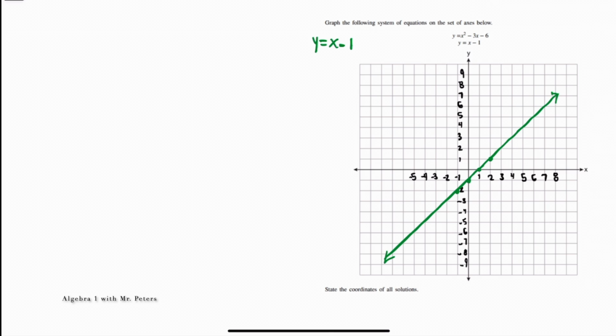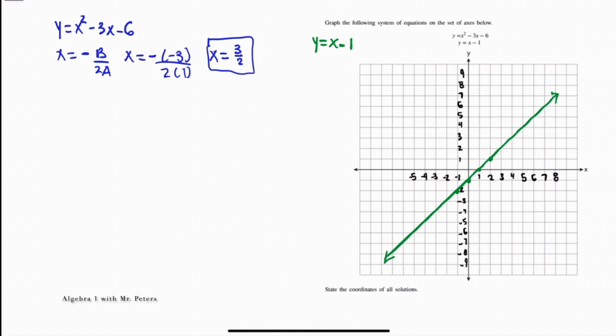Now that we've graphed the linear function, we could focus on the quadratic function. And typically with the quadratic function, family, the first point we're going to want to plot will be the vertex. So to find the vertex is a two-part process. We're going to find the x, which will use the opposite of b over 2a. So x is equal to the opposite of b, which is -3, over 2 times a. We know a is 1. So the x-coordinate for the vertex is 3 over 2.